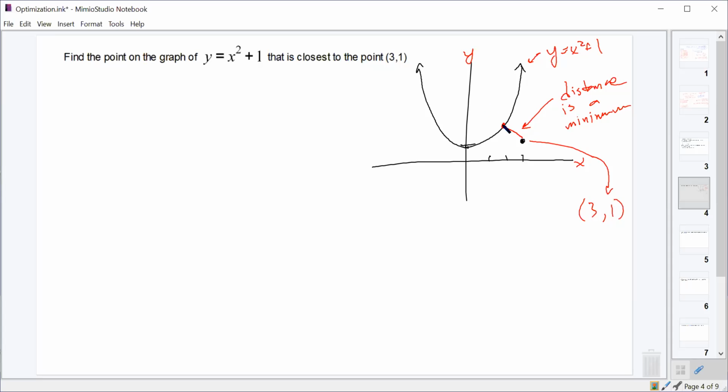And we've got some other point here, which ought to be labeled as, how could we label that point? x1, y1. Okay, it's x and y, right? We'll just label it as x and y for right now. And we want to know when is that distance a minimum. So what's the distance between those 2 points, between 3, 1 and x, y?